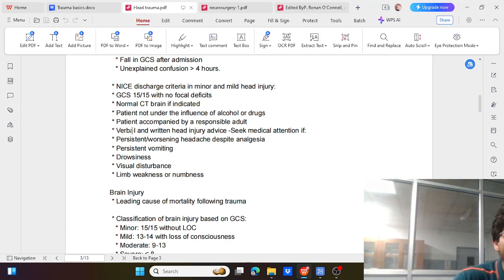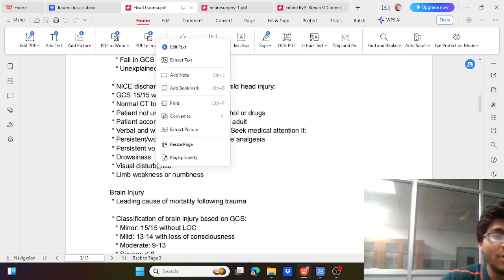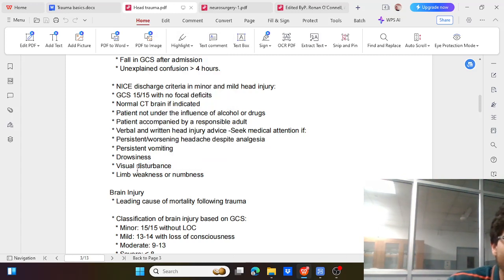Then lastly, when we are discharging the patient, we should give verbal and written advice to seek medical attention, मतलब हॉस्पिटल कब आना है ये बताना है, ताकि आगे जाके दिक्कत ना हो अपने को भी उनको भी. तो क्या, headache बहुत ज़्यादा हो रहा है, persisting worsening headache, persistent vomiting, बहुत उल्टी हो रहा है, drowsiness, बेहोश हो रहा है, दिखाई देने में दिक्कत हो रहा है, visual disturbance, किसी भी हाथ पैर में weakness या numbness आ रहा है. तो ये 5 indication बता के लिख के भेजना है, डिस्चार्ज करना है, ठीक है, depending on the above criteria.